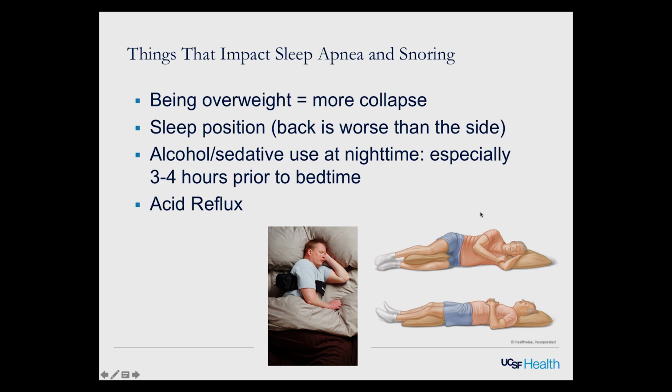So this is an example of some of the things people try. Side sleeping, back sleeping. A lot of us think that we're sleeping in a certain position, but most of us are sleeping in many positions at night. This is an example of a sleep positioner someone's using to stay on their side.